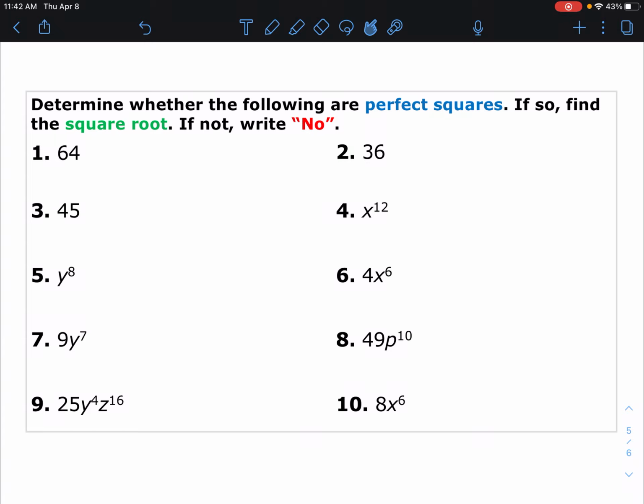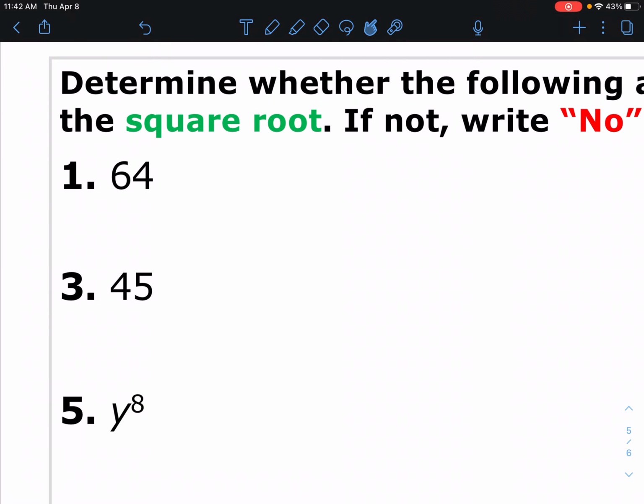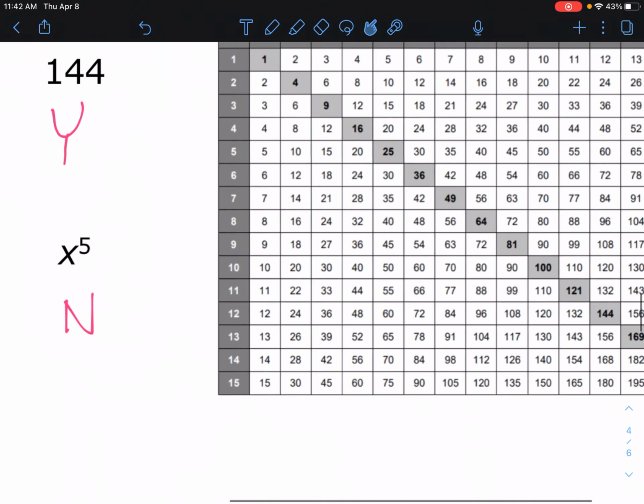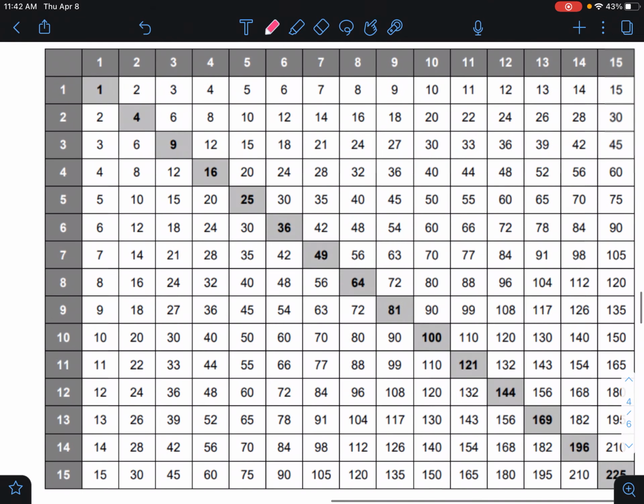Okay. All right. Determine whether the following are perfect squares. If so, find the square root. If not, write no. So first of all, number 1, 64. Is that a perfect square? Well, you can go up here. You'll notice 64. Sure enough, yes it is. And the square root of 64 is 8.